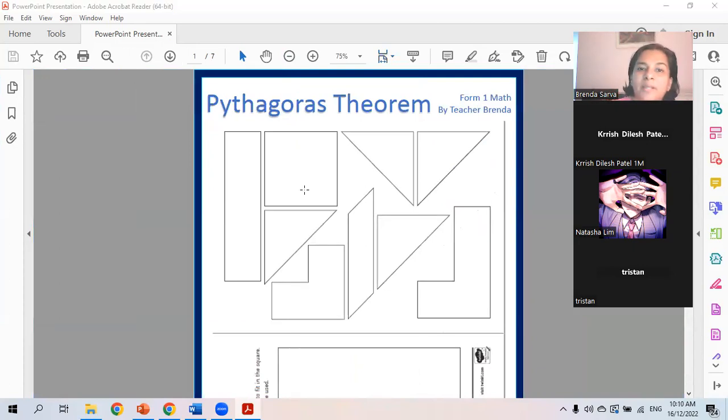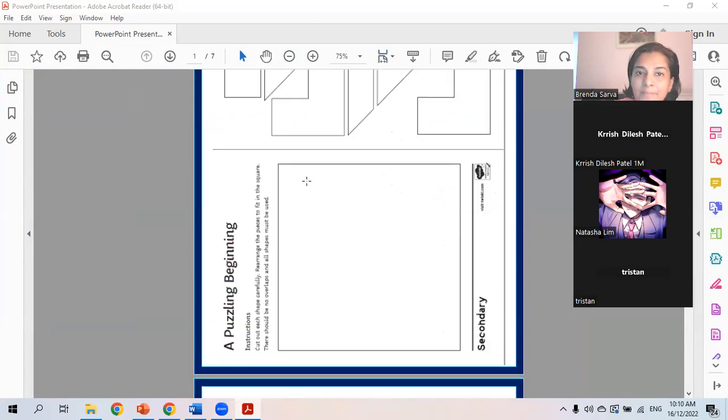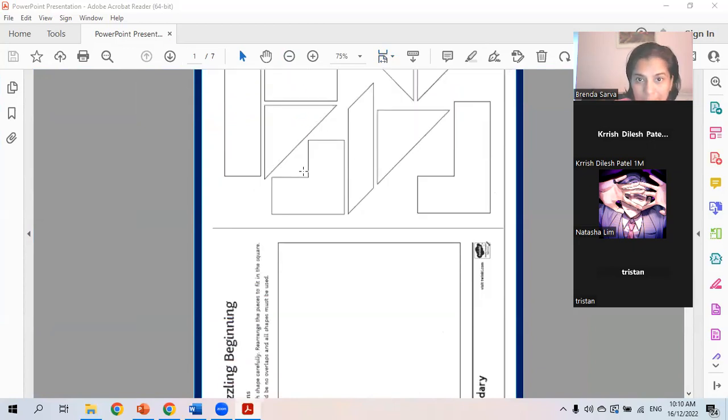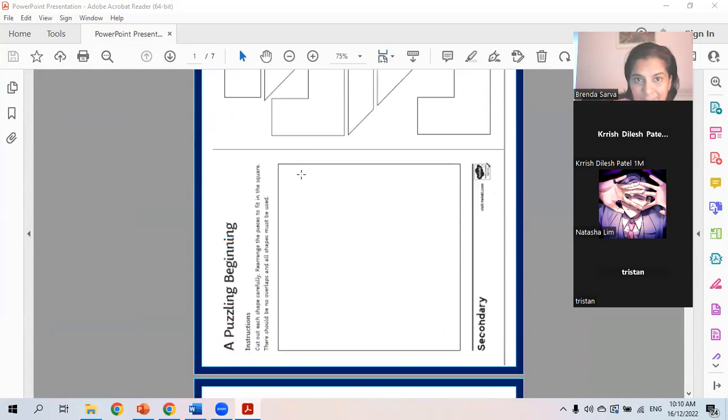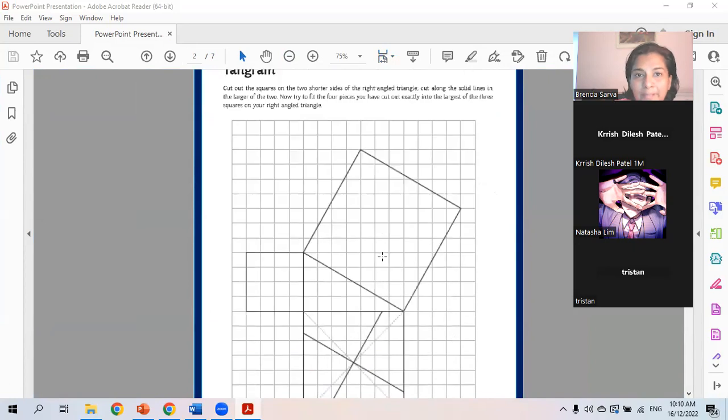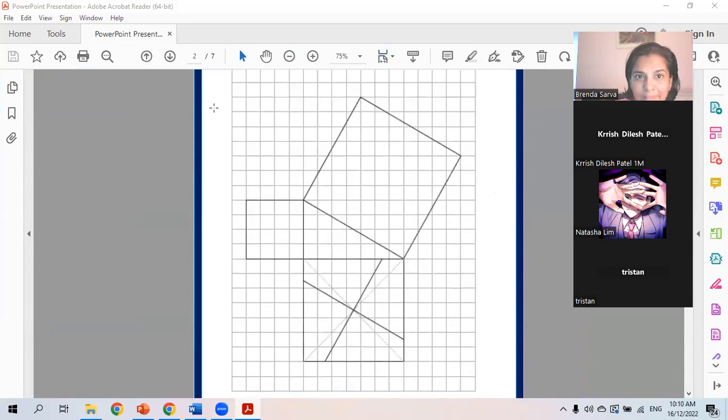So guys, the first part is you remember this, the tangrams. So cut them out, do explore. This will be your first activity. Try to fit it in. And then proving the Pythagoras theorem. So over here, you cut this piece out. This is your A side, and this is your B side.